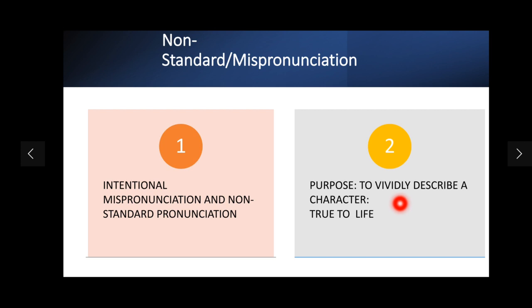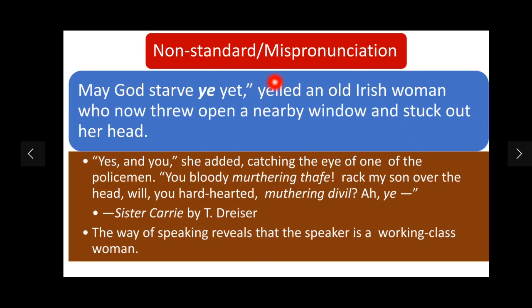So sometimes when you analyze a short story or a novel, in a conversation or in a dialogue, you can come across intentional mispronunciation and sometimes non-standard pronunciation. So it occurs because of these reasons: to vividly describe a character and to present the character true to life. Non-standard pronunciation and mispronunciation we may come across while we read a novel.